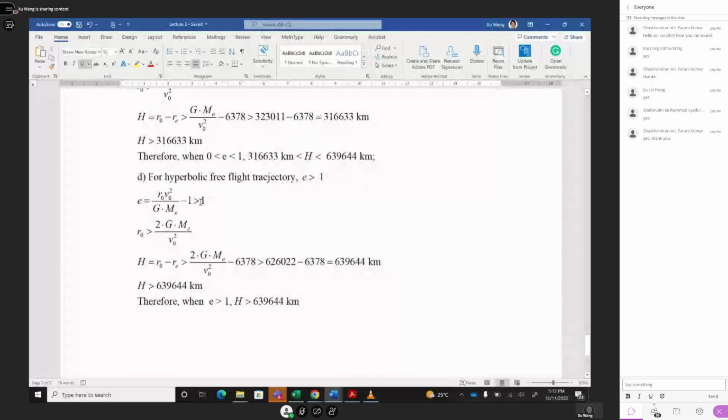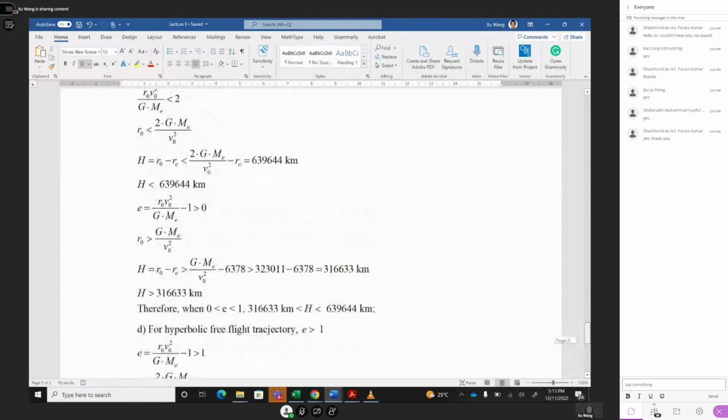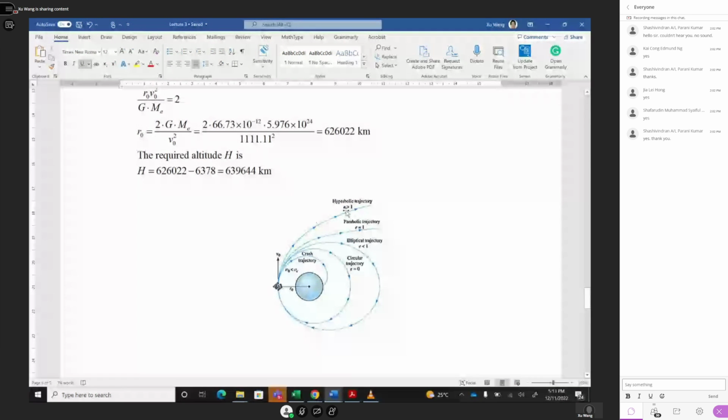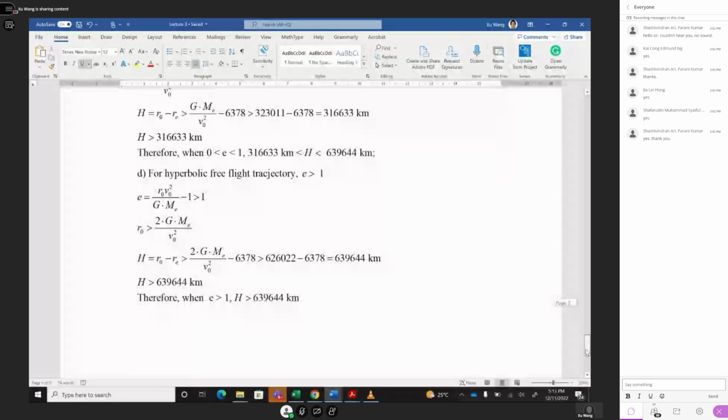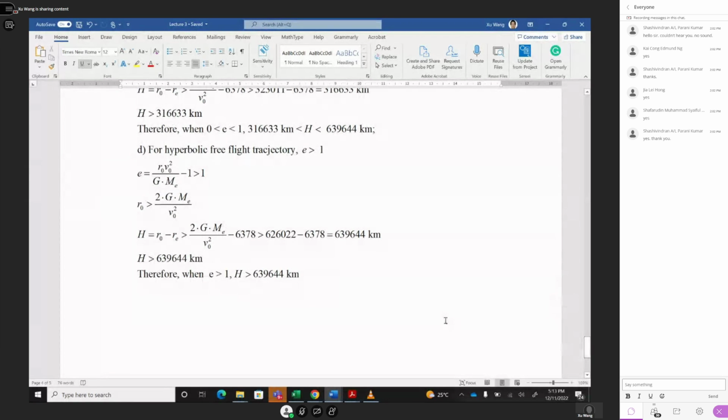And for the hyperbolic free flight trajectory, E has to be larger than 1. Why? Because from this graphic, hyperbolic trajectory, E is larger than 1. So you use the E definition. Okay, E is this one, definition, larger than 1. Then move to the right-hand side. So this R should be larger than this one.